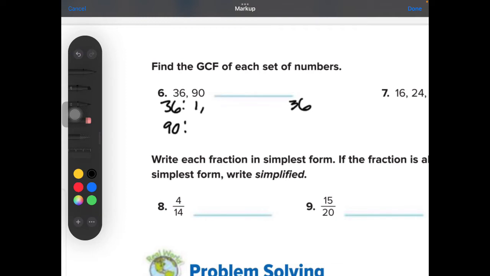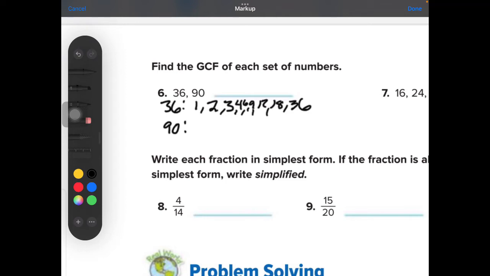36 divided by 2 is 2 and 18, and 36 divided by 3 is 3 and 12. And 36 divided by 4 is 4 and 9. And I know 6. Ooh, I barely had enough room. Will fit in there. Okay, 90.